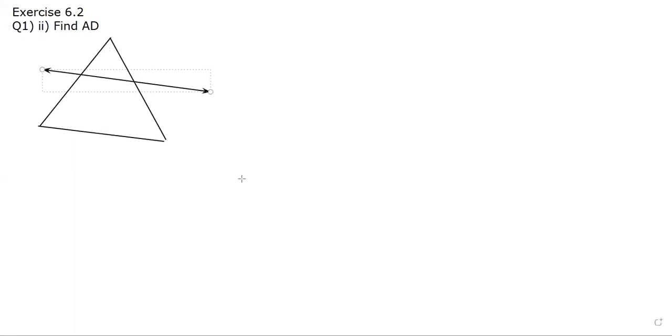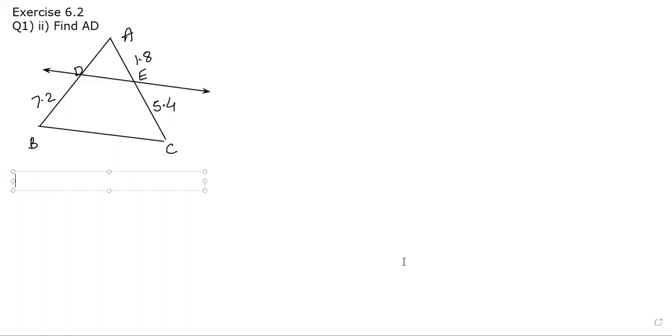Question number 2. Draw the figure. Triangle ABC. They have given a bigger kind of triangle. This is A, B, C. What have they given to us? 7.2, 1.8, 5.4. How are we going to start?